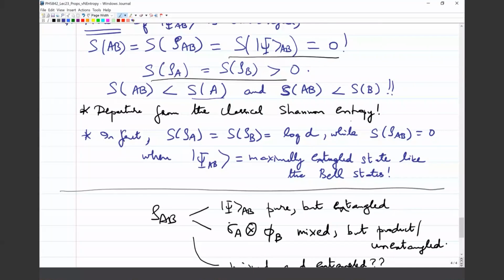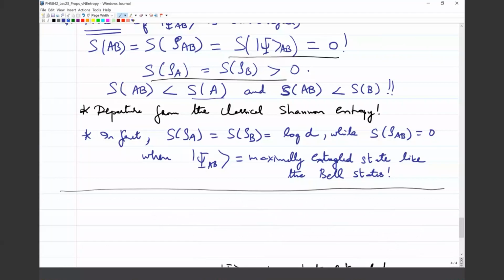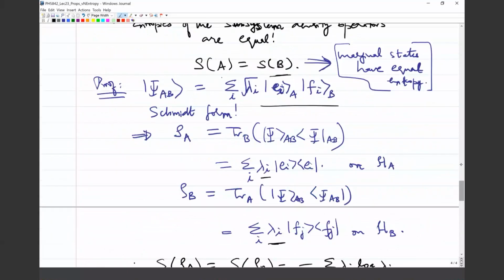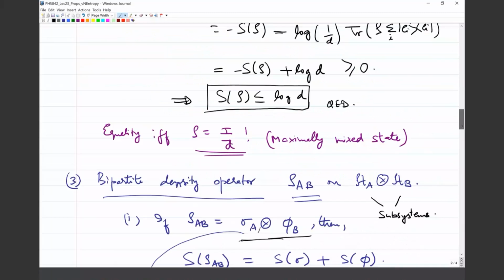Okay, so maybe let me note one thing right away here, that if I were to define a conditional entropy, so let me note this as, I think this is the third property. This is 3, okay.